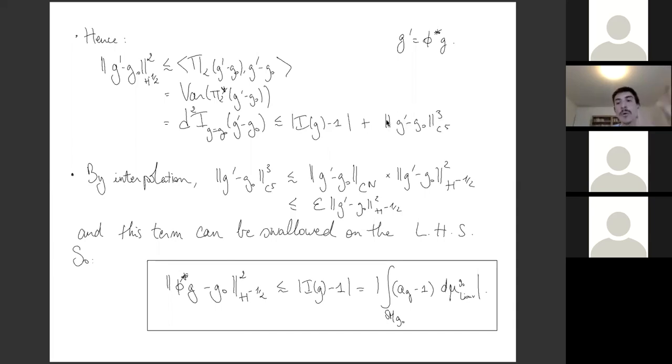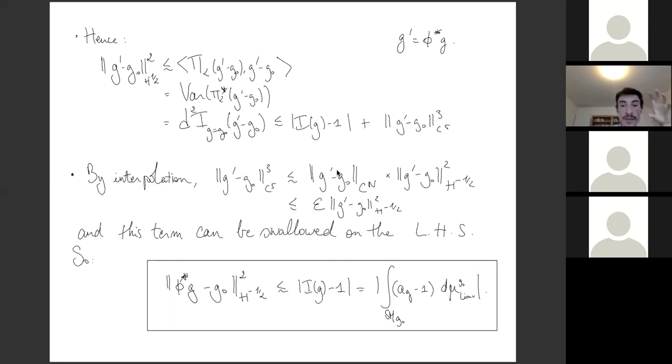What I want to do is get rid of this cubic term. And what I can do, and that's where my assumptions come into play, is that I can always interpolate C5 between H^-1/2 and the space of very high regularity. Namely, this norm here, to the power 3, can be bounded by the norm of G' minus G0 in some C^n for a very large n, times the norm of G' minus G0 squared in H^-1/2.